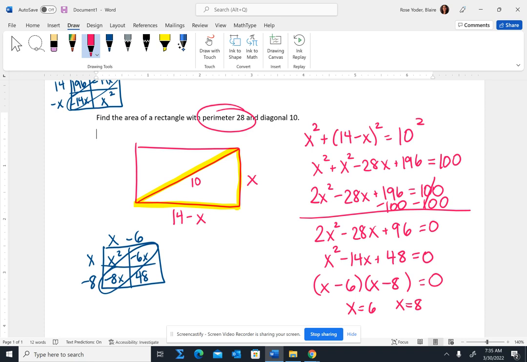The funny thing in this problem is if you plug in 6 for x, the other side is 14 minus 6, which is 8. Or if you plug in 8 for x, the other side is 14 minus 8, which is 6. So it turns out that 6 and 8 are the two sides of the rectangle. That makes sense now that I think about it because 6, 8, 10 is a Pythagorean triple. It's a multiple of 3, 4, 5. So the area of this rectangle, it's a 6 by 8 rectangle, so the area is 48. So that's a good problem that shows our factoring that we've been practicing at work.